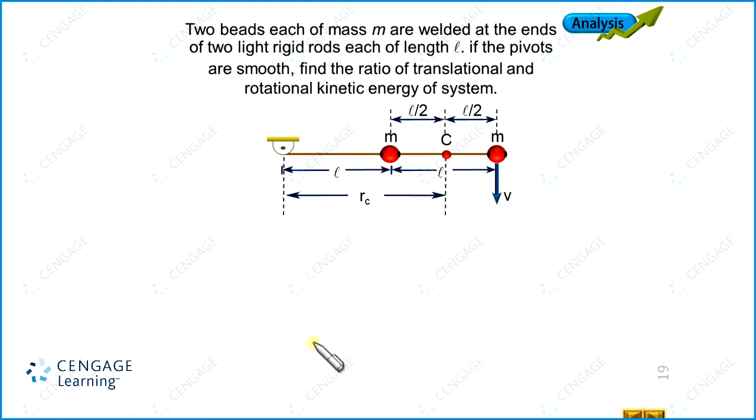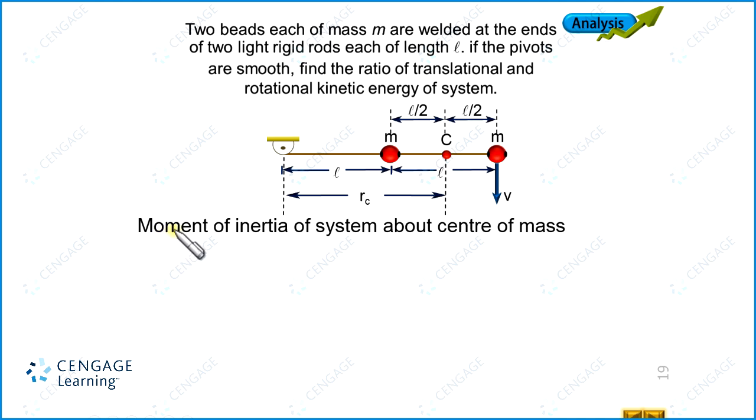Now let us find the rotational kinetic energy. Rotational kinetic energy can be calculated if we know the moment of inertia of the system about the center of mass. We know the rod is light and the distance of the mass m from the center of mass is L by 2, and this is also L by 2. That means the moment of inertia of the system about the centroidal axis should be equal to m multiplied by L by 2 whole square plus m multiplied by L by 2 whole square. If we calculate, this value is equal to ml square by 2. So we got the value of Ic.